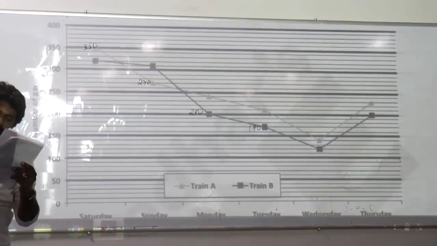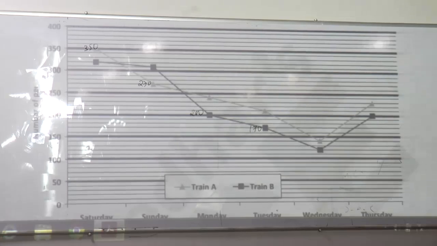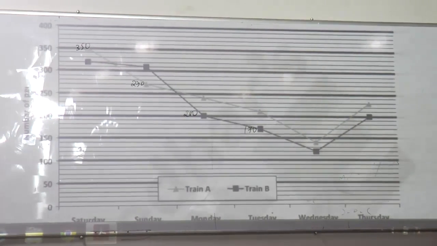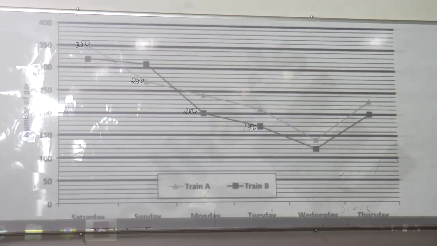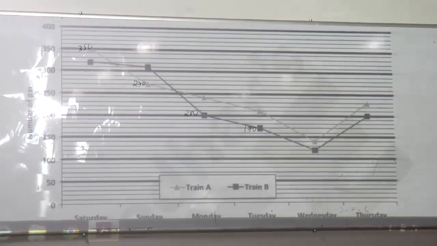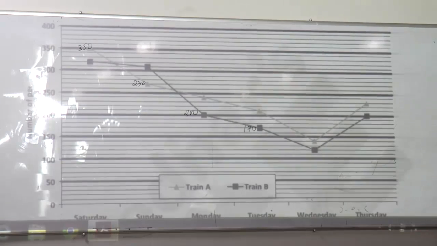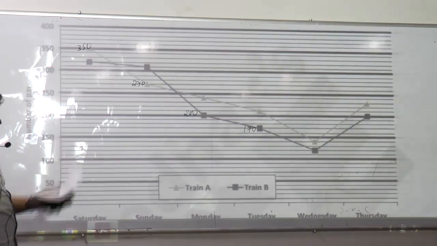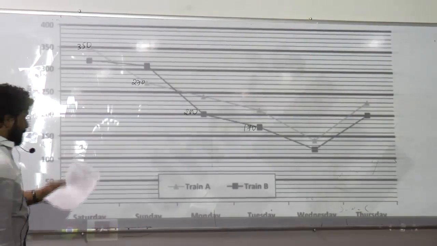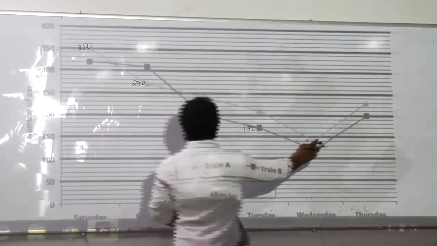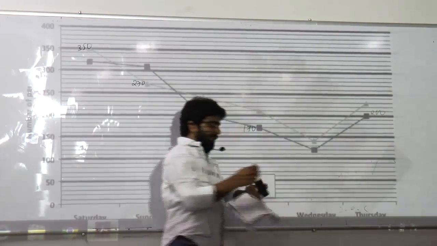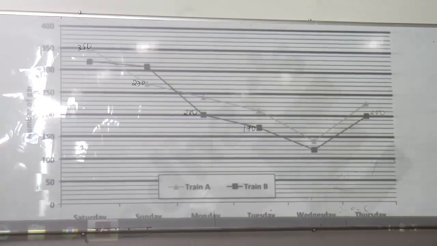The number of people who have travelled by train B on Friday is 20% more than the people who travelled by the same train on Thursday. What is the respective ratio between the total number of people who have travelled on Friday and those who travelled on Saturday by the same train? So on Friday it is 20% more than Thursday. This is for train B. On Thursday, how many are there in train B? 200. And on Friday that is 20% more. 20% of 200 is 40. So Friday people are 240.